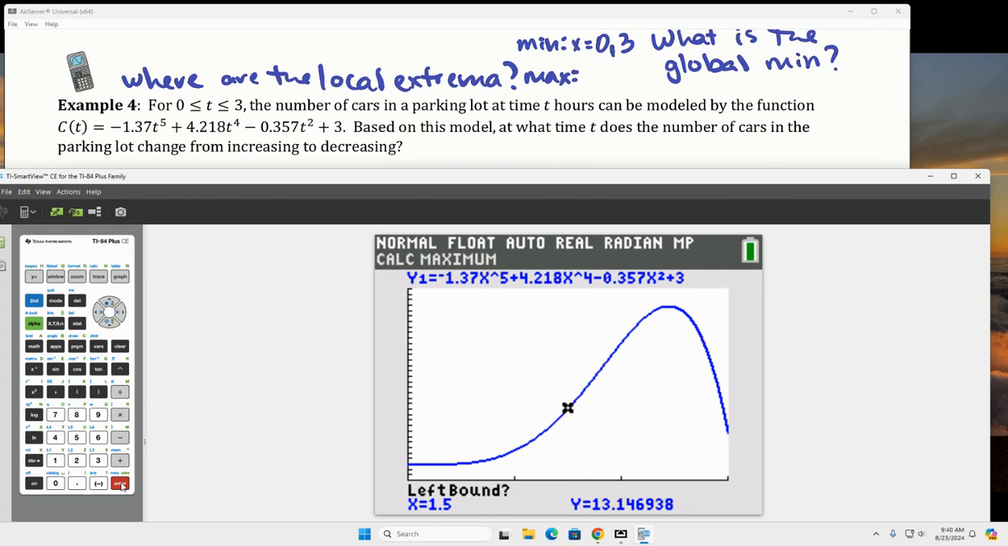You get this little flashing guy. We're going to move close to the maximum, but we're going to stay on the left side. And then we're going to hit enter. Move to the right side. Hit enter, and then enter one more time.